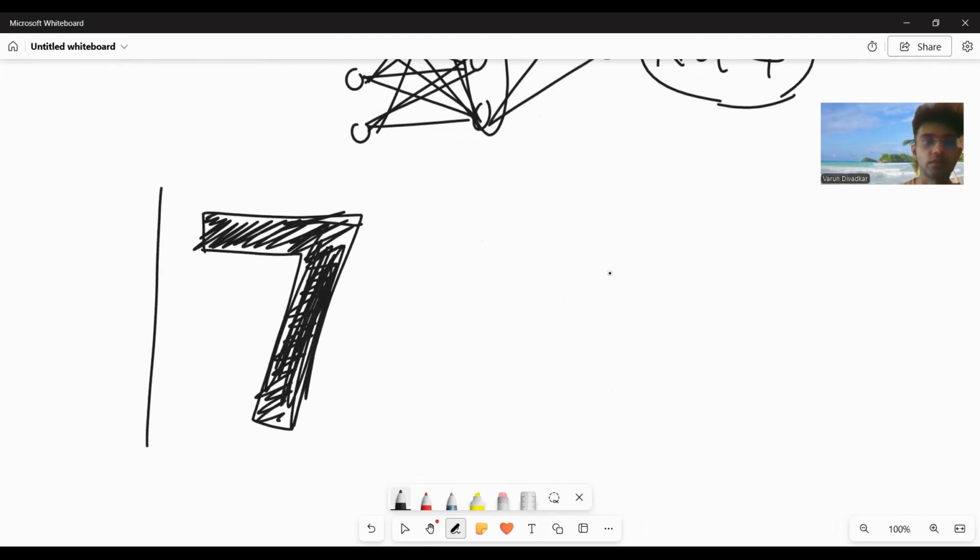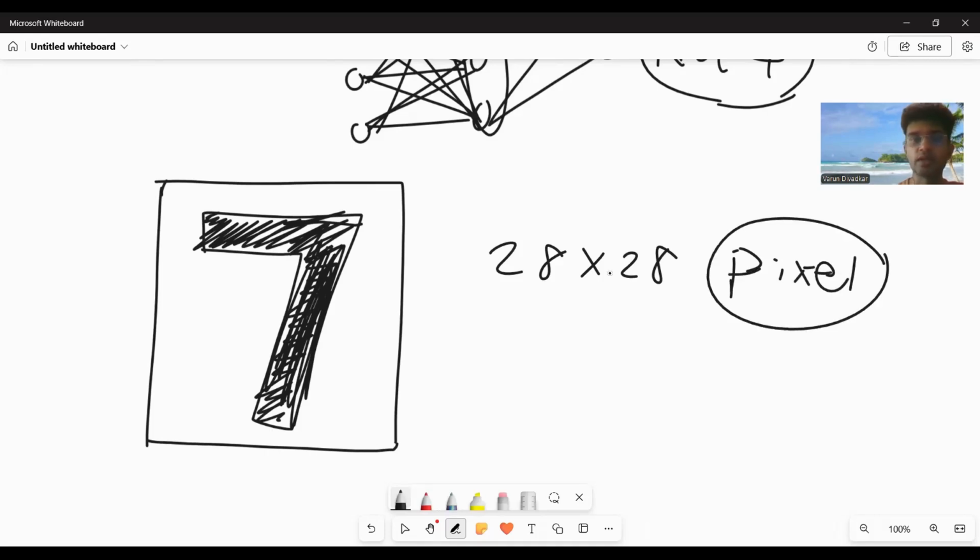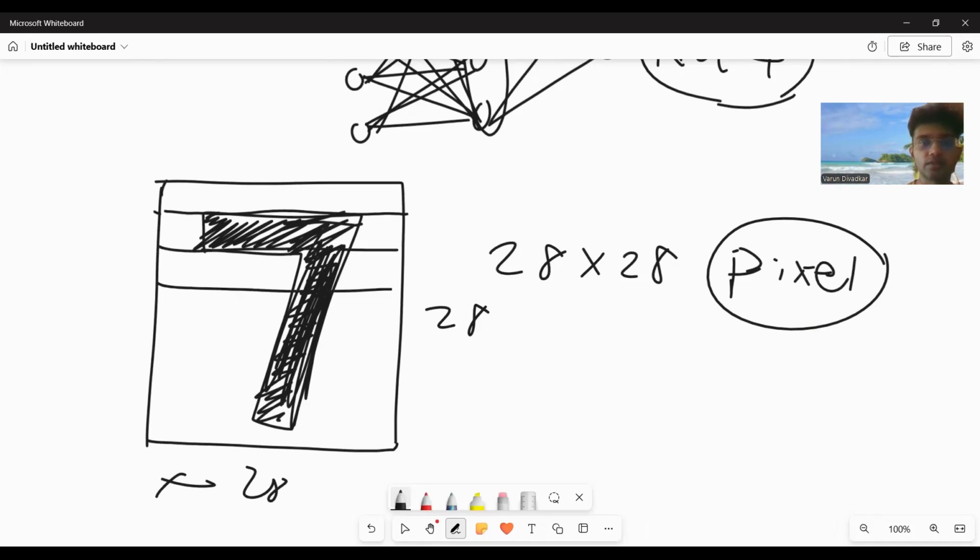And this is the total image of the number 7. Now, if you look at any image, let's say this is a 28 by 28 pixel image. Every image is divided into a smallest portion called a pixel. Let's say this is not a very sharp image, but it's 28 by 28 pixels. So this is 28 pixels and this is 28 pixels. This image is basically going to look something like this.